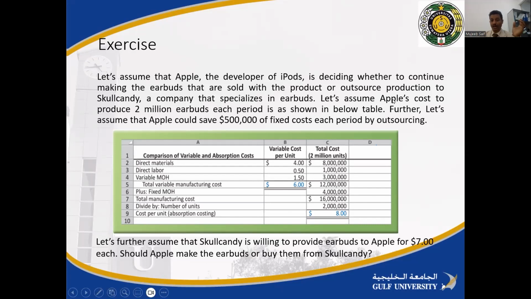Let us assume Apple's cost to produce AirBuds each period is as shown in the table. This table shows us the cost of producing AirBuds in our company, which is Apple. So this is the cost. Further, let's assume that Apple could save $500,000 of fixed cost each period by outsourcing. See this one. Let me increase the table.